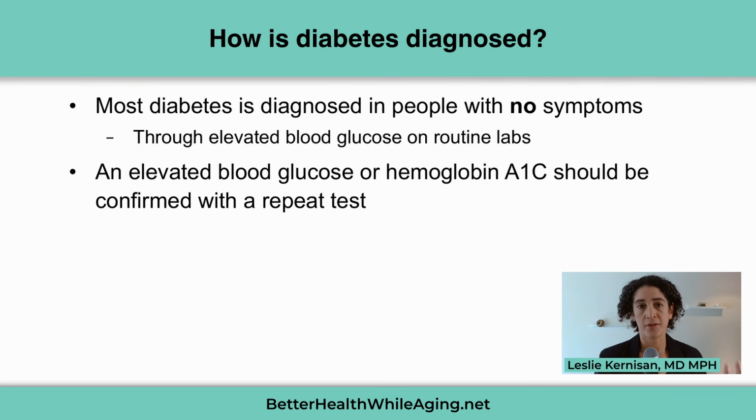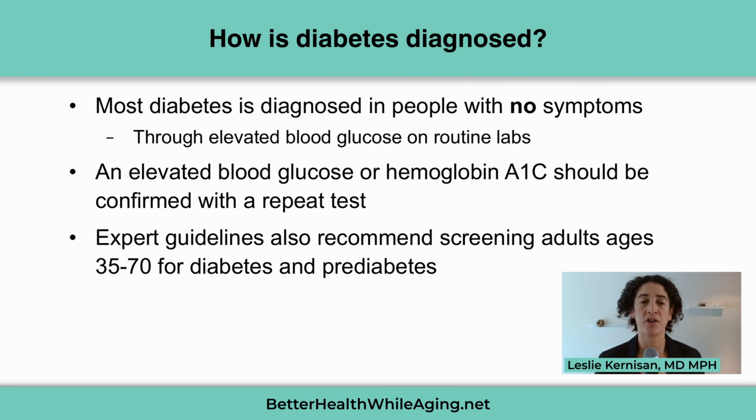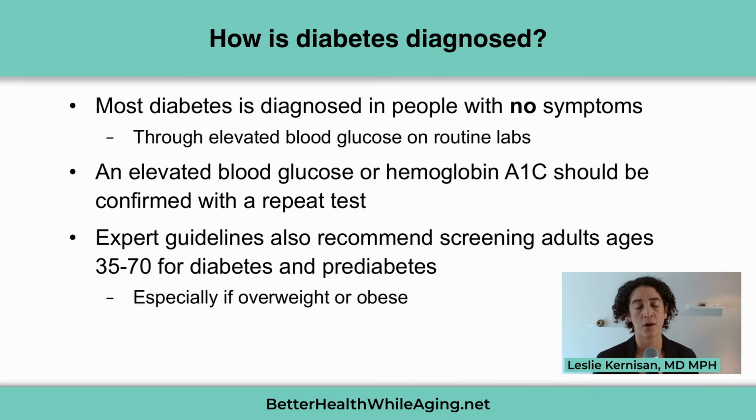So if the blood glucose or the hemoglobin A1C is elevated, often it's a good idea to confirm it with a repeat test. And then some people also are diagnosed because this is noticed on a screening exam. And it turns out that expert guidelines do currently recommend screening adults, especially adults ages 35 to 70 for prediabetes and diabetes, especially if they are overweight or obese. Currently, the American Diabetes Association recommends screening all adults. And then the U.S. Preventative Services Task Force, last time they evaluated this a few years ago, felt that especially people who are overweight or obese should be screened.